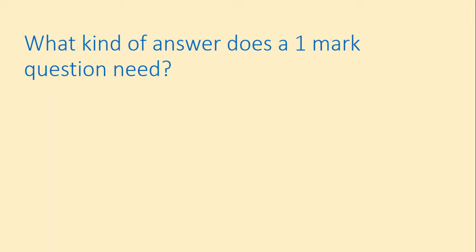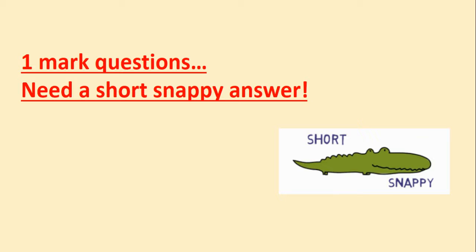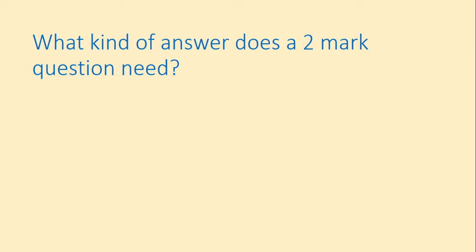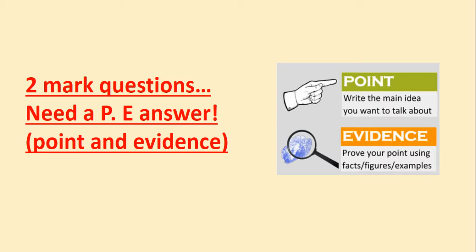Let's recap the kind of answers that some of our questions need. I would like you to think about what kind of answer a 1-mark question needs. Say your answer out loud now. Well done. It needs a short, snappy answer. Now have a think about what kind of answer a 2-mark question needs. Say your answer out loud now. Brilliant. 2-mark questions need a PE answer, point and evidence.